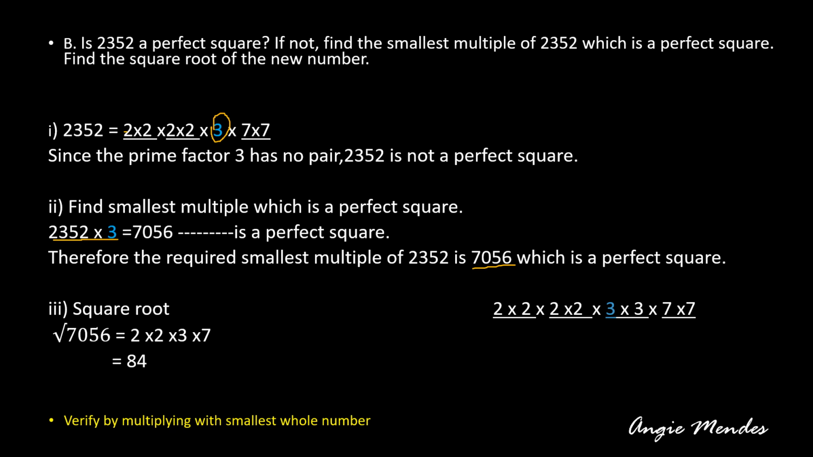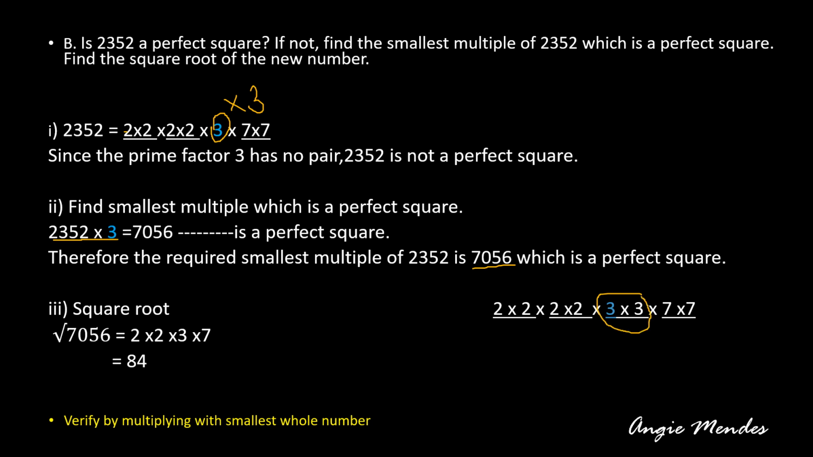Based on the pairs that you had got, you said whether this number was a perfect square or not. So since 3 did not have a pair, you said this is not a perfect square. Now to find the smallest multiple which is a perfect square, we said if we had to multiply 3 by 3, then this would have been a perfect square. So to get the perfect square, we have multiplied 3 by 3.